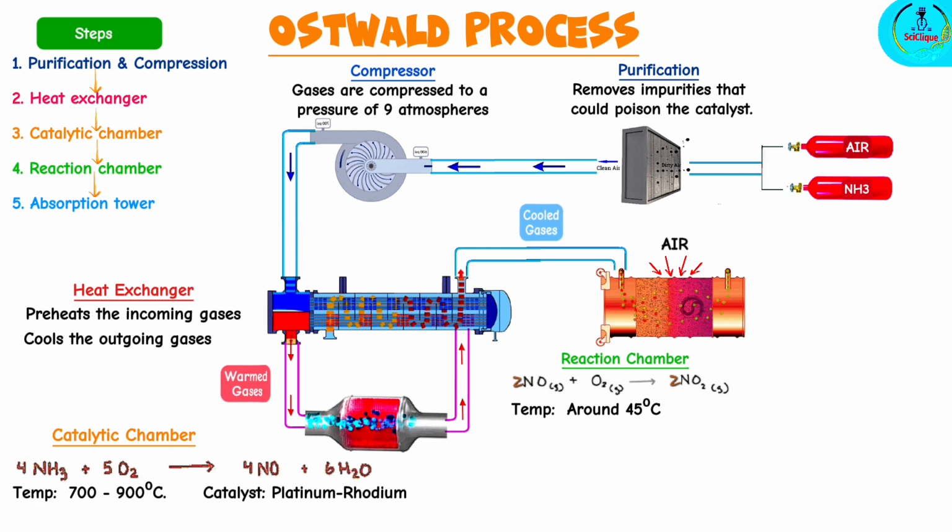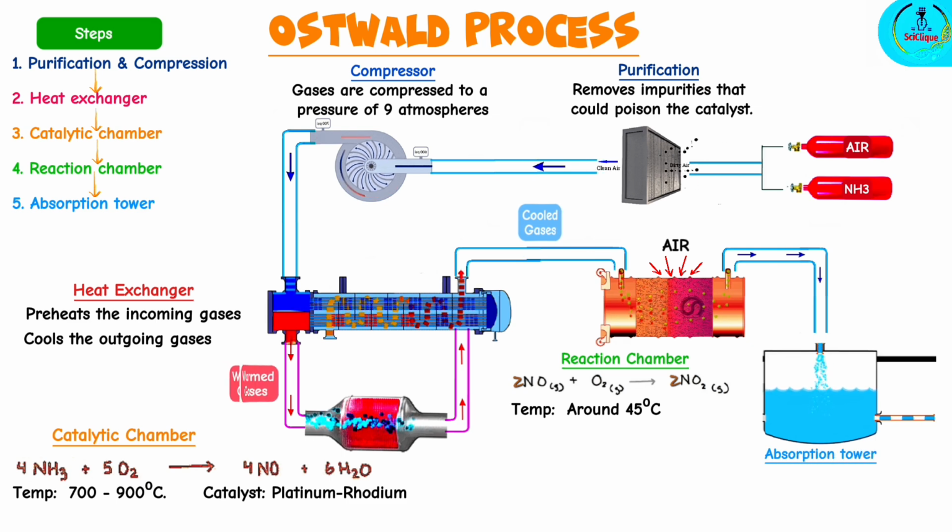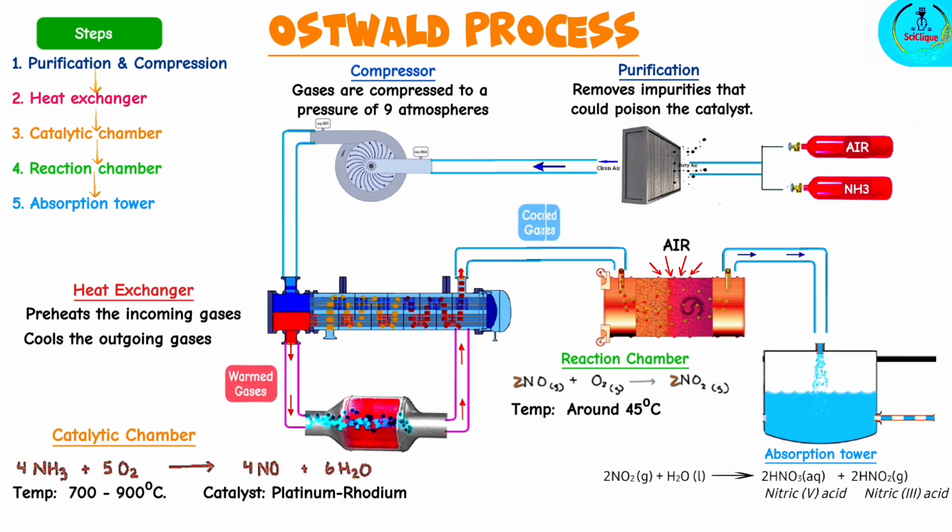Now, once the nitrogen 4 oxide has been formed, it's mixed with air and then passed through an absorption tower. So this is going to be against a downward flow of water as such. So nitrogen 4 oxide is a very soluble gas. So it's going to dissolve in water to form two acids, nitric 5 acid and nitric 3 acid. Now nitric 5 acid is what we want, right?